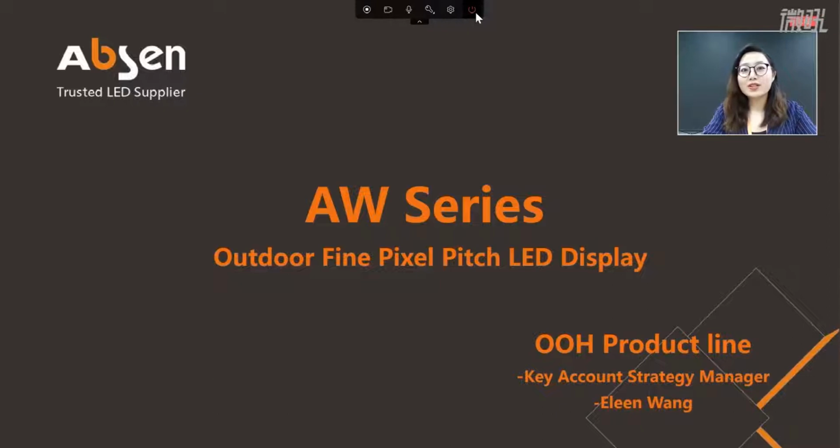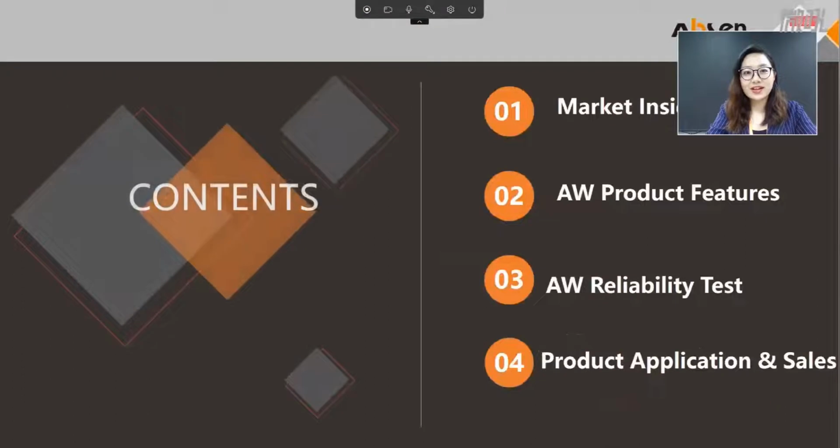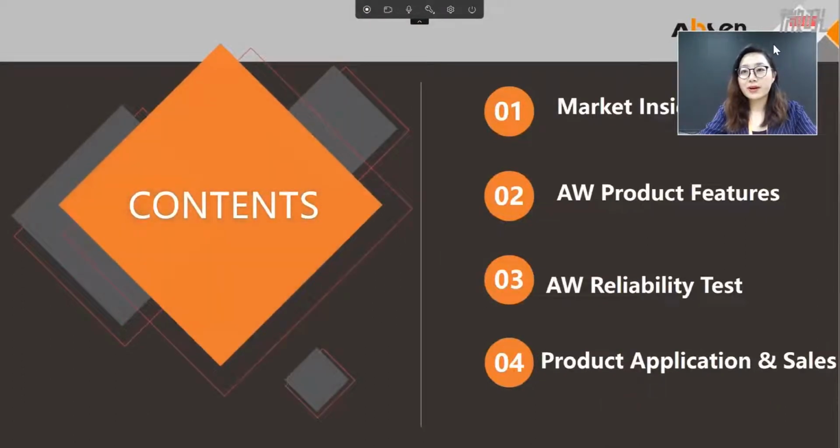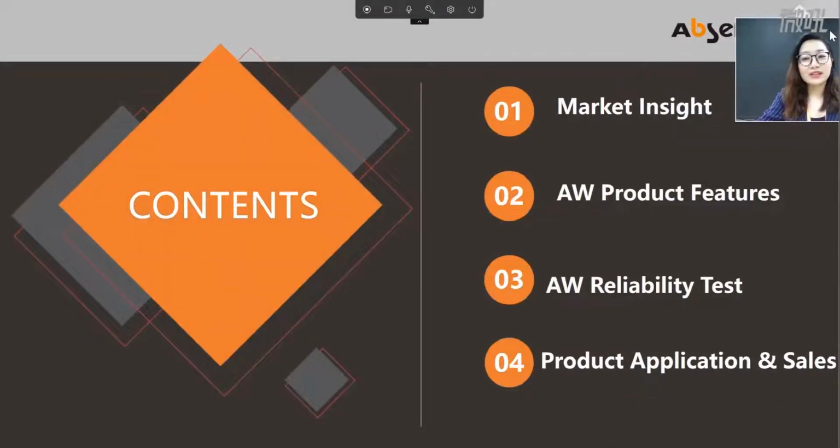Today, I'm honored to be here to do a presentation of the AW Series, which is our outdoor fine pixel pitch LED display new products. So let's see what's the content of today. I will introduce 4 parts of the AW series. The first one is the market insight, the second is the AW product features, and the third one is the AW products' reliability test. The last part is about our product application and the sales situation.